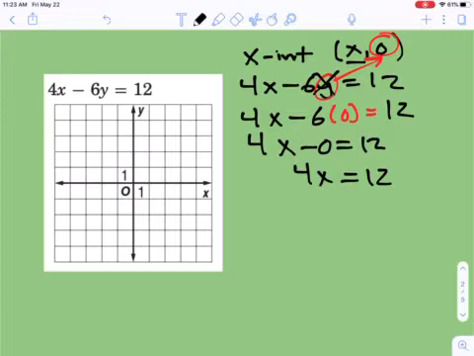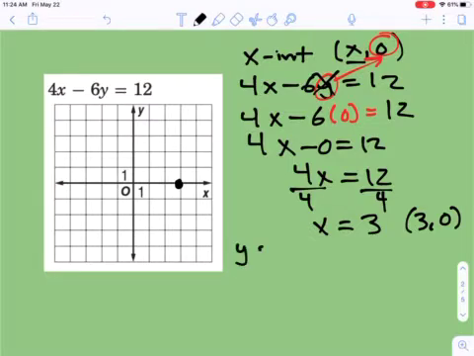So 4x equals 12. Let's divide both sides by 4 to get x by itself and get its coefficient to be 1, and you get x equals 3. That means my x-intercept is the point (3, 0). So I would go over to 3 and put a point on my x-axis. Now I'm going to do the same thing to find my y-intercept.